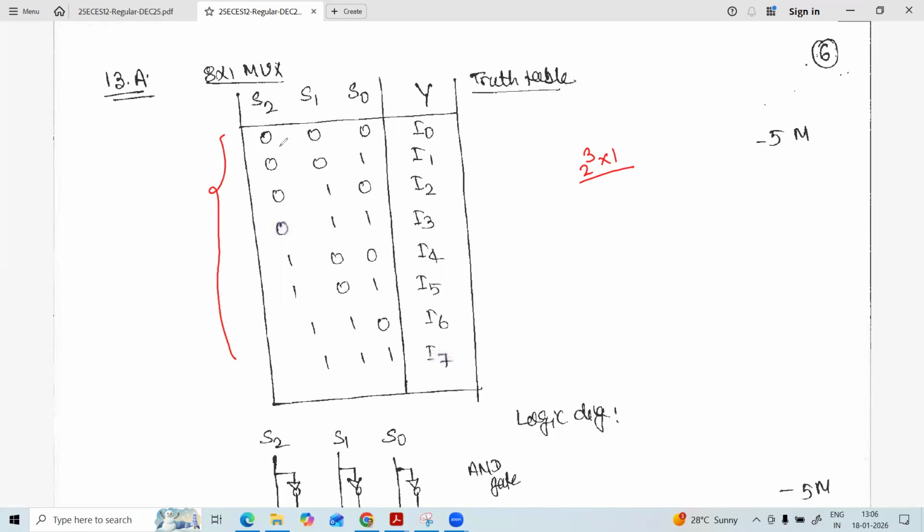When the selection lines are 0, 0, 0, the output Y will be what? I0. Similarly, when all selection lines are high, the output will be I7. But this I7 should be given as the input. Then only we'll get the output. So that is important here.